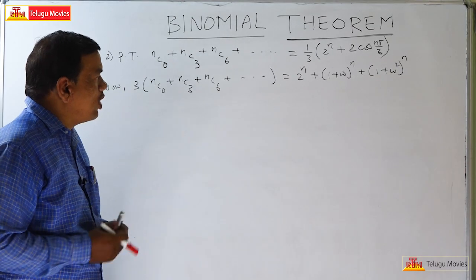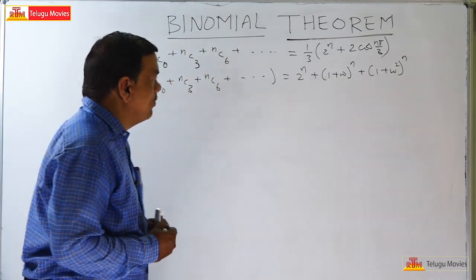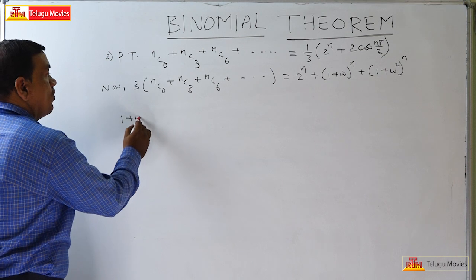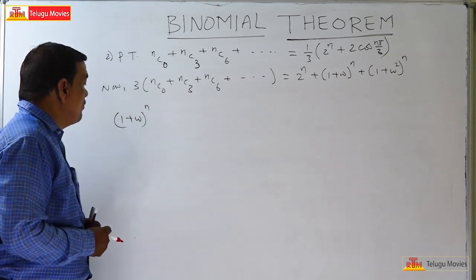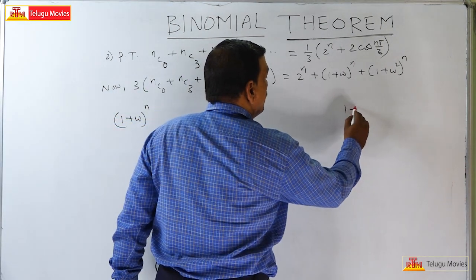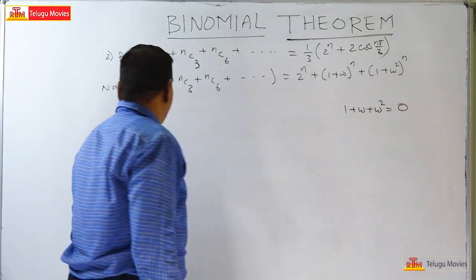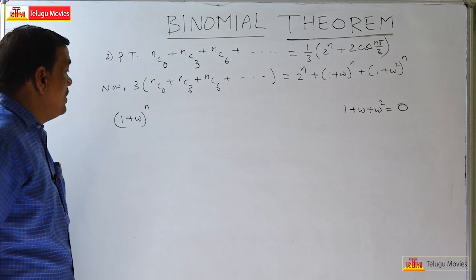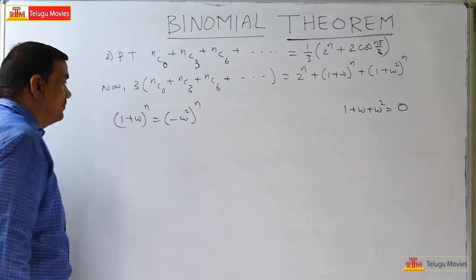So, the whole problem lies in finding the value of (1 plus omega) whole power n. First I will find out what is 1 plus omega. Already we know that 1 plus omega plus omega square is equal to 0. Therefore, 1 plus omega is nothing but minus omega square, whole power n.